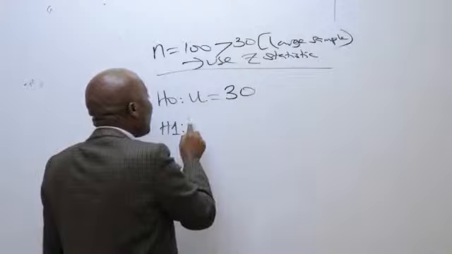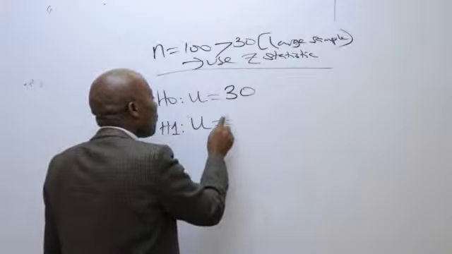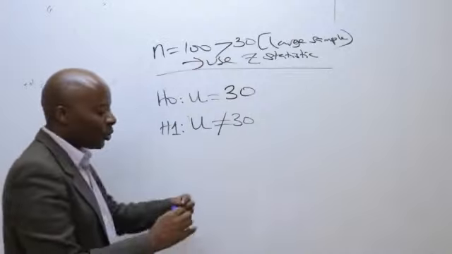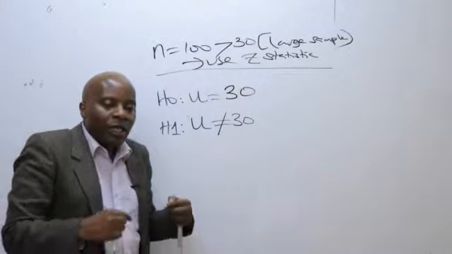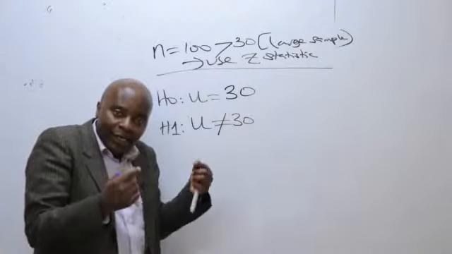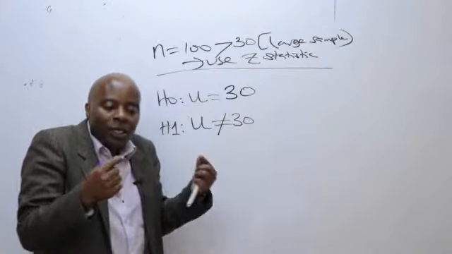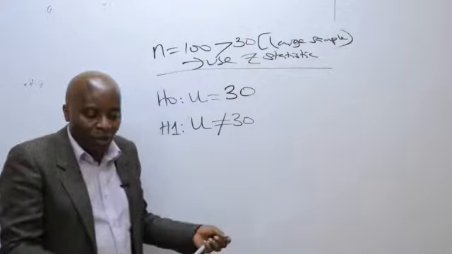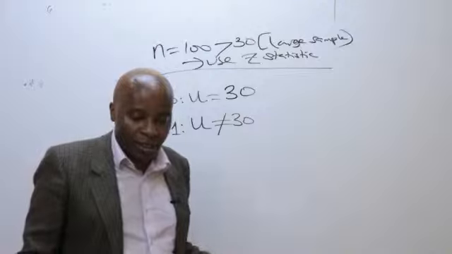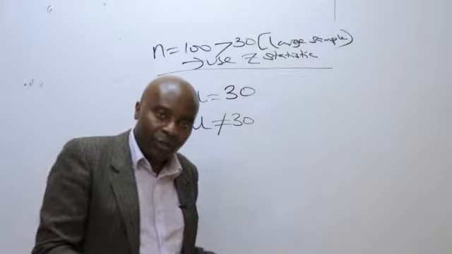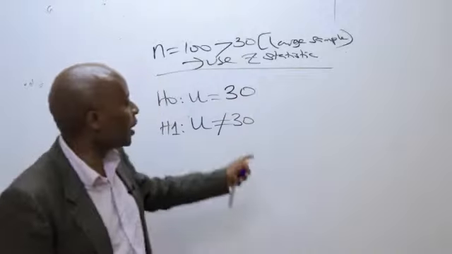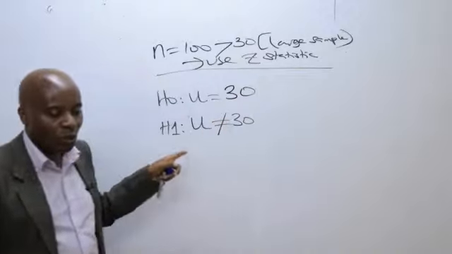So automatically here, if you are careful, you must have noticed that this examiner is not directional. He's not telling you that the mean should be more than 30 or less than 30. He simply wants you to assess the reasonableness. It could be unreasonable for being very small, or unreasonable for being very big. So in this case, we use not equal to 30.